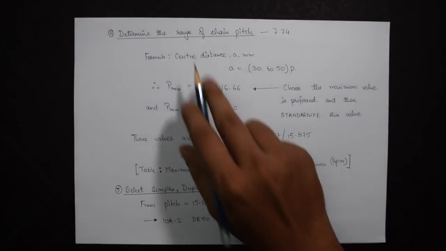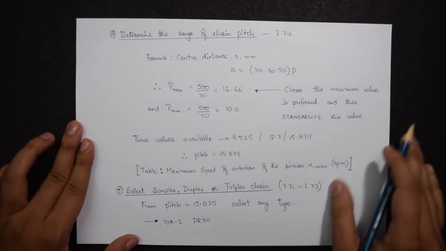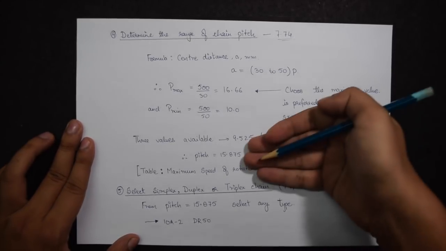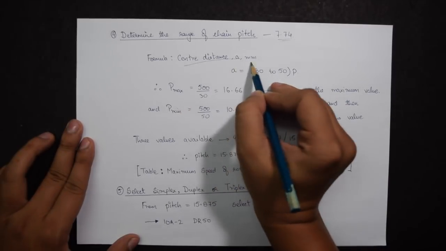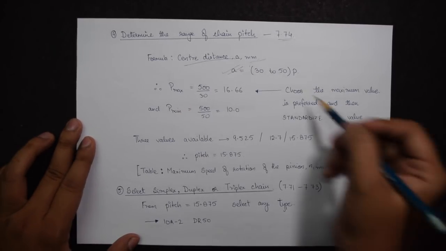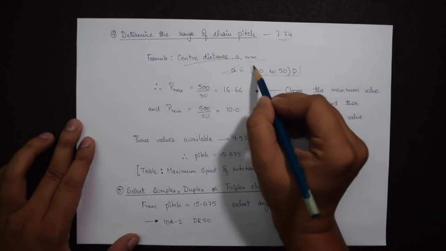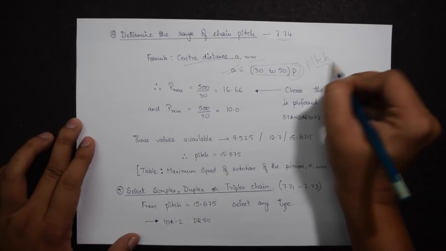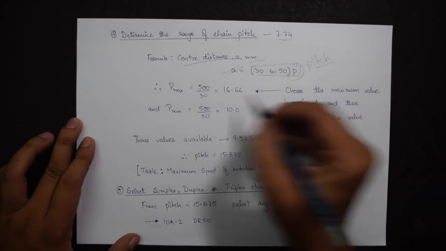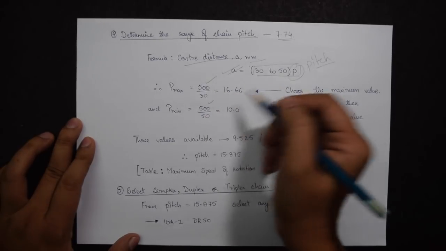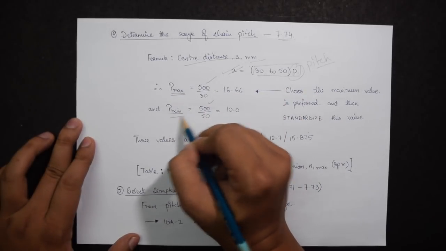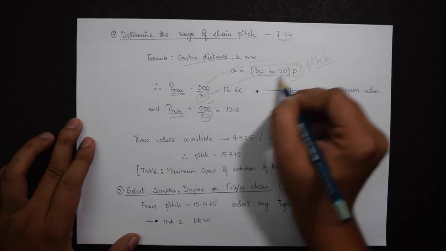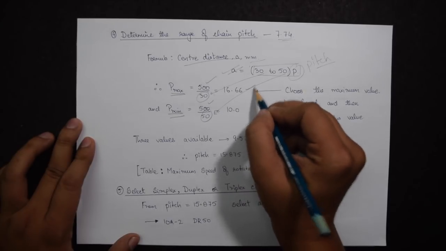Step 4 is determining the range of chain pitch. Now on page 7.74, from the formula for center distance A in mm just above the last table, the optimum center distance A is equal to 30 to 50 times P. Now P is the pitch. The value of A given in our question was 500 mm. Therefore, we'll have two values of P here. P max, which is 500 divided by 30, gives us 16.66, and P min, which is 500 divided by 50, gives us 10.